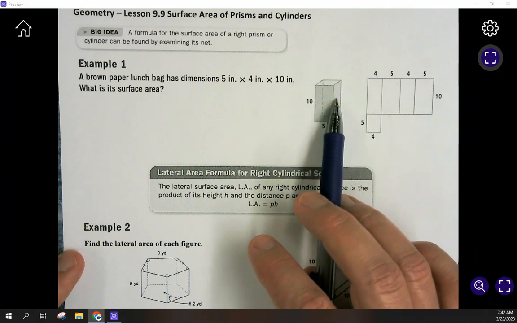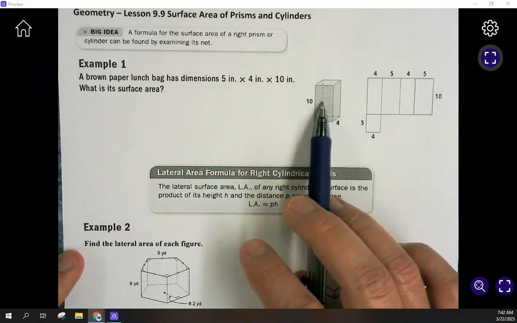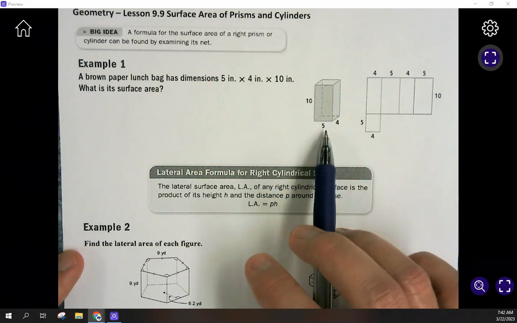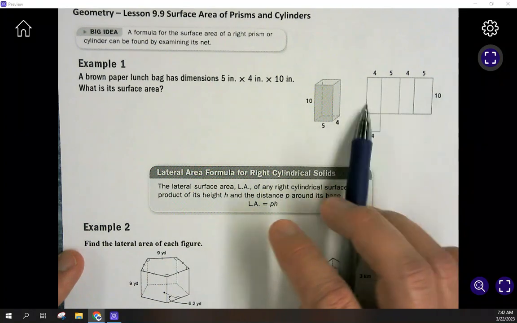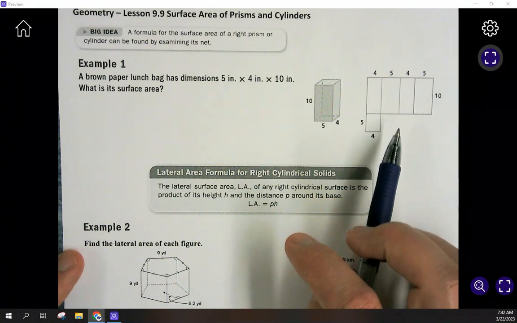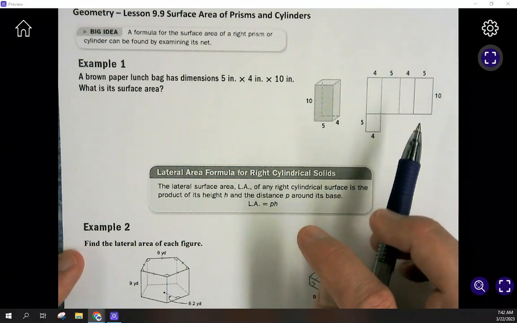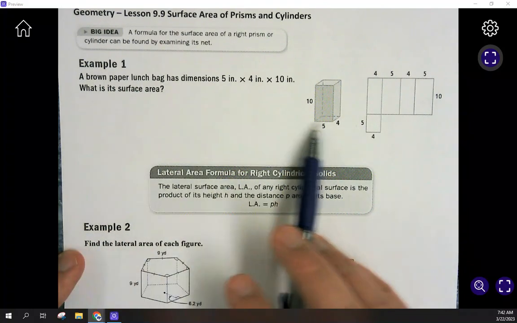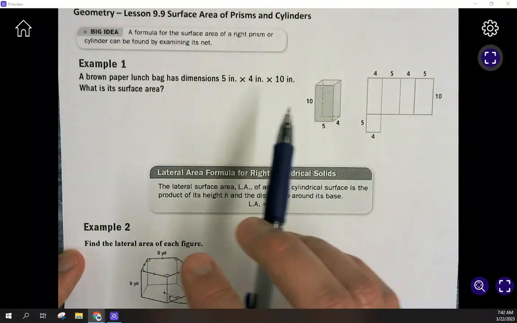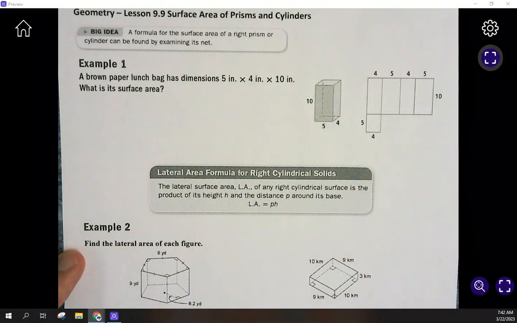So you could find them all individually, find the area of this side and this side and that side and this side and that side. But we obviously can speed that process up. Instead of doing individual sides, there's formulas that can take care of all of it all together. So real quick, we're just going to examine where these come from, and then we'll jump into using the formulas themselves.